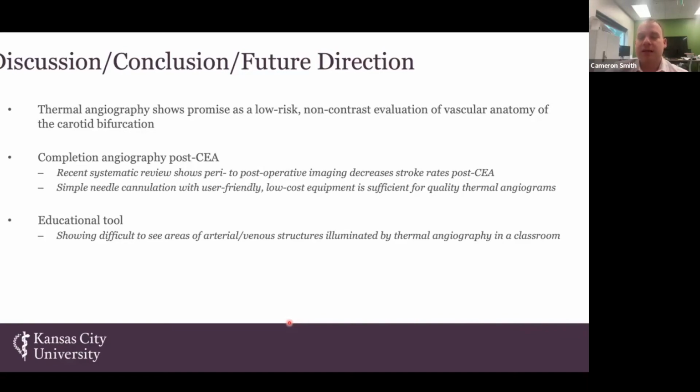And stepping back away from surgery and looking more at education, we believe that when we're trying to teach students in the anatomy lab, if we provide them a thermal image of either arterial or venous structures to see where the fluid goes, it would be great to teach difficult-to-see structures.